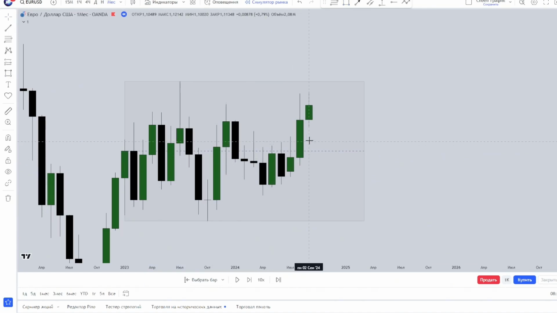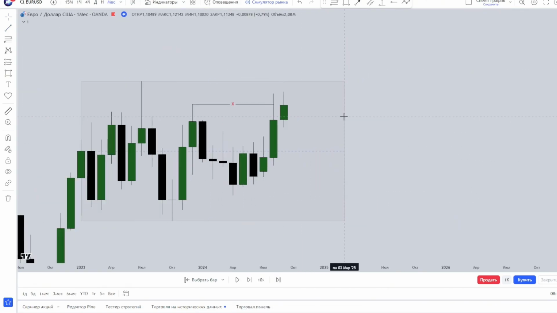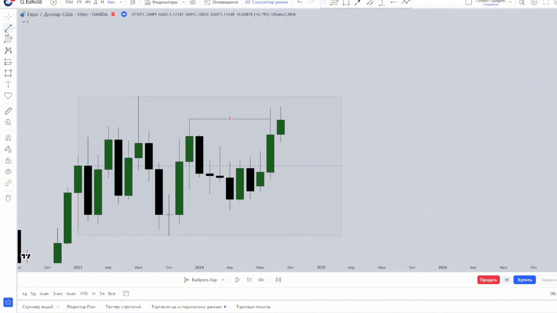So, first of all, what can we determine on the chart? We can determine that the price is moving in consolidation, meaning the price does not have a specific trend. However, if we consider this movement, we can clearly highlight that the price reaches, first of all, an important fractal in this case.